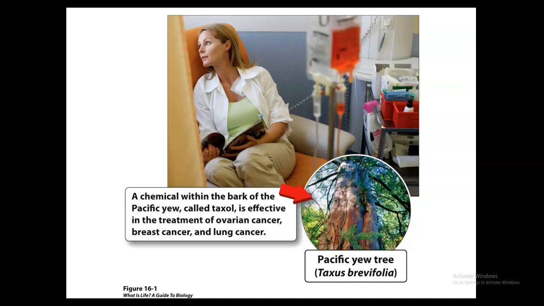For example, there's a chemical found in the bark of the Pacific yew tree called Taxol. Taxol is an effective treatment for different types of cancer, such as ovarian cancer, breast cancer, and lung cancer. It's able to do this because it interferes with mitosis of cells. If these cells can't go through mitosis, they can't divide, and therefore they can't create the tumor.